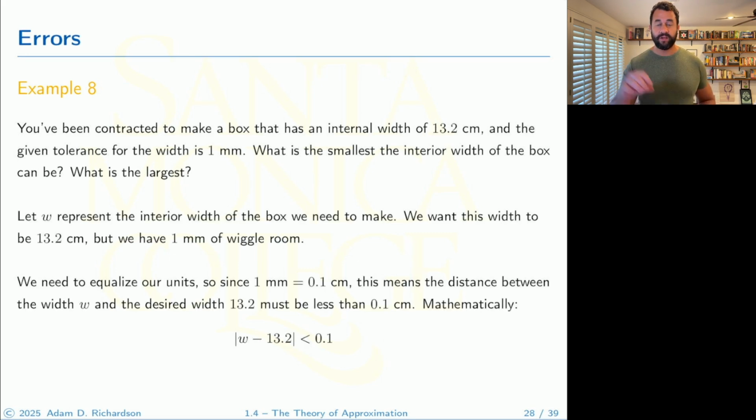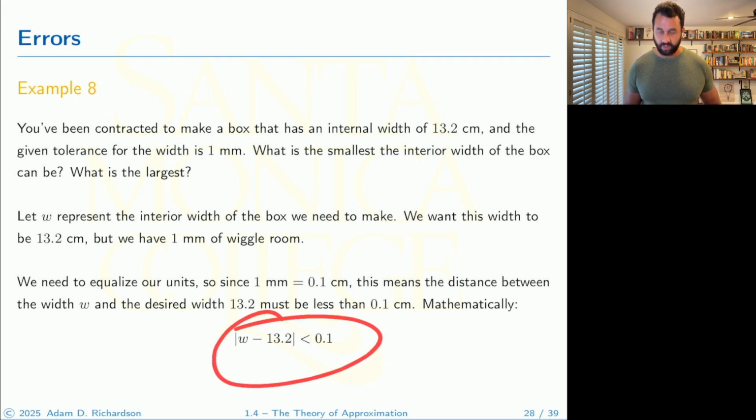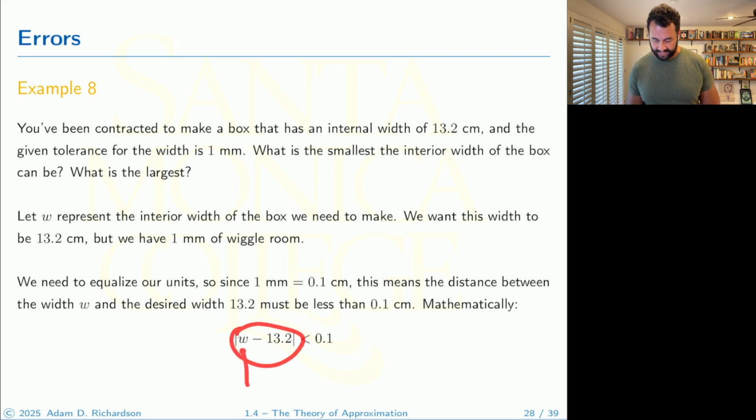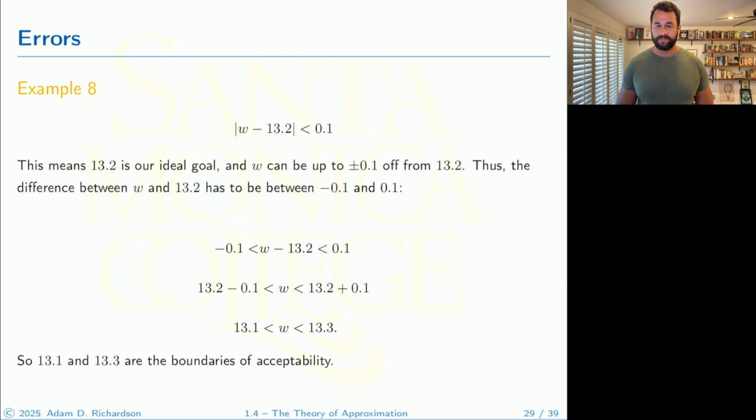All right, here it is written out. Everything I just did right there in that solution is written out on these slides. I used W in this case instead of X, but W is the interior width. This is the absolute value inequality that describes the relationship. We need the distance between the exact value and our approximation to be less than 0.1 centimeters. This is the inequality you get. This is what we just figured out.